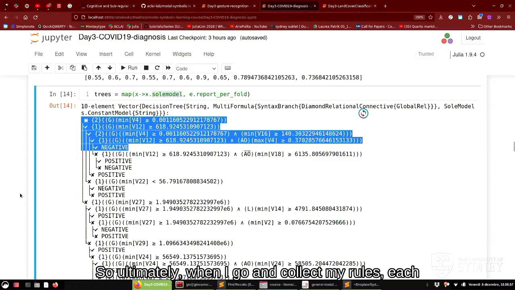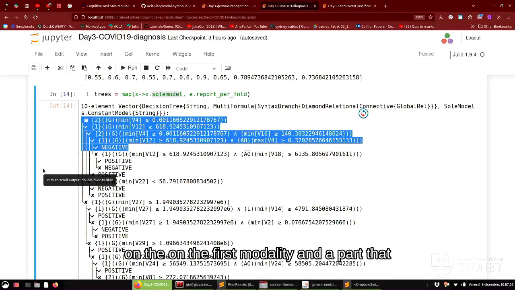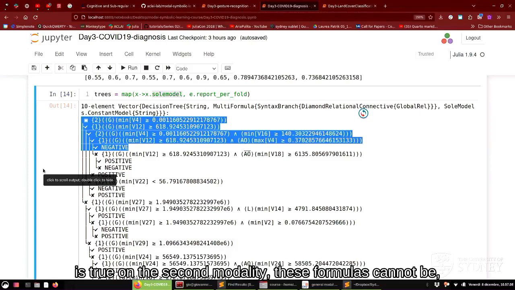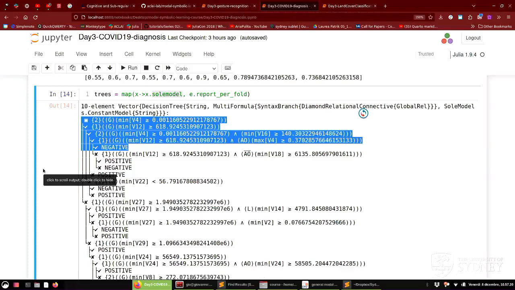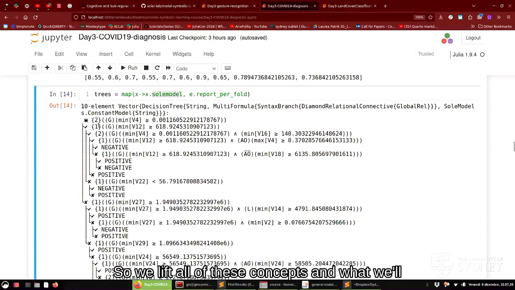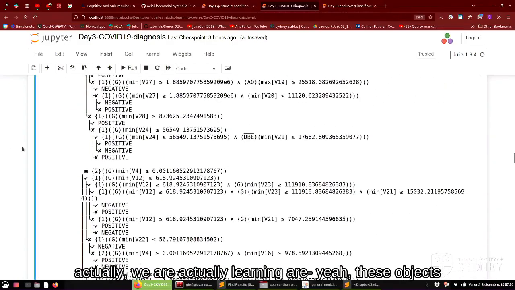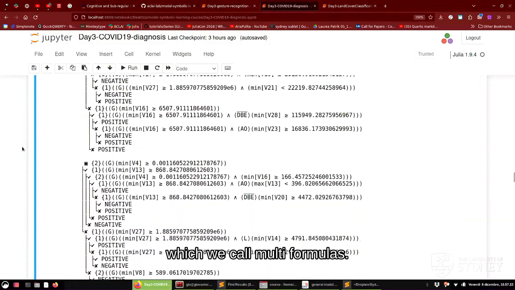So ultimately, when I go and collect my rules, each rule is going to have a part that is true on the first modality and a part that is true on the second modality. These formulas cannot be checked on standard instances that we've seen so far, but on multimodal instances and on multimodal datasets, okay? Or at the logical level on multi-logisets. So we lift all of these concepts, and what we are actually learning are these objects which we call multi-formulas.